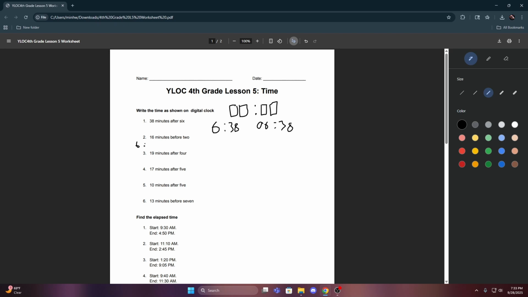16 minutes before 2 is actually 60 minus 16, because 60 would equal 1 hour. So if you were to think of it that way, 60 minus 16 would equal 44. So now, instead of 2, it would be 1 hour before, which is 1, and then that 44 minutes you just calculated.